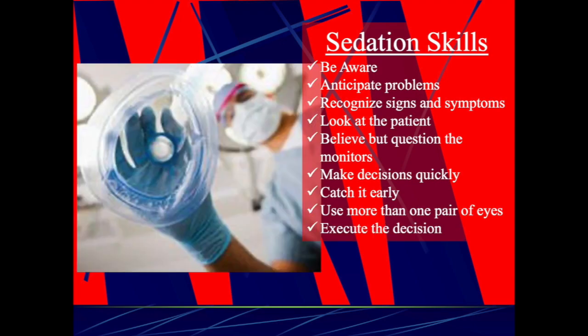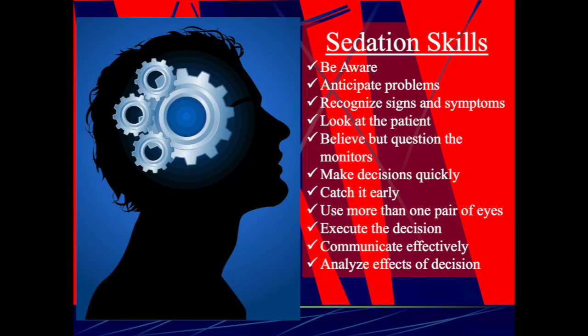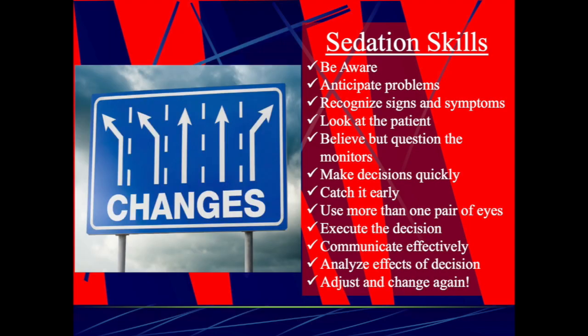Once you then execute the decision, you've got to see how that decision worked, and we're going to communicate effectively with each of the players, each of the people in the room. Then we're going to analyze the effects of the decision, and if there are any changes that have to be made or adjusted or something additional put in, such as increasing the amount of fluid, using a different medication, using another dose of the medication, all those things have to be adjusted to get our patient into that state of homeostasis.